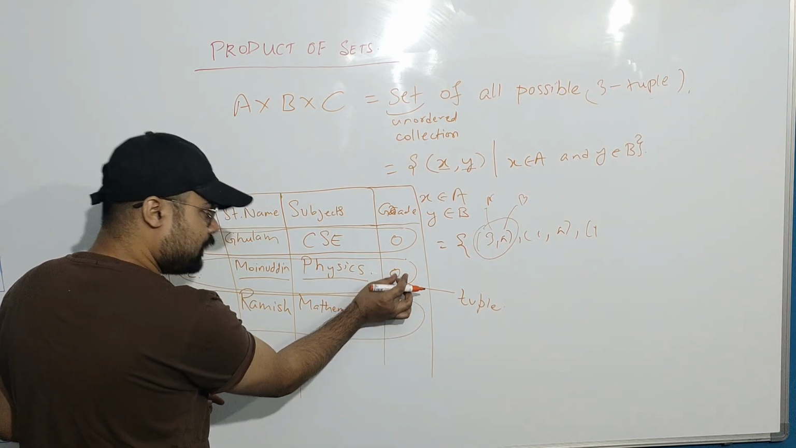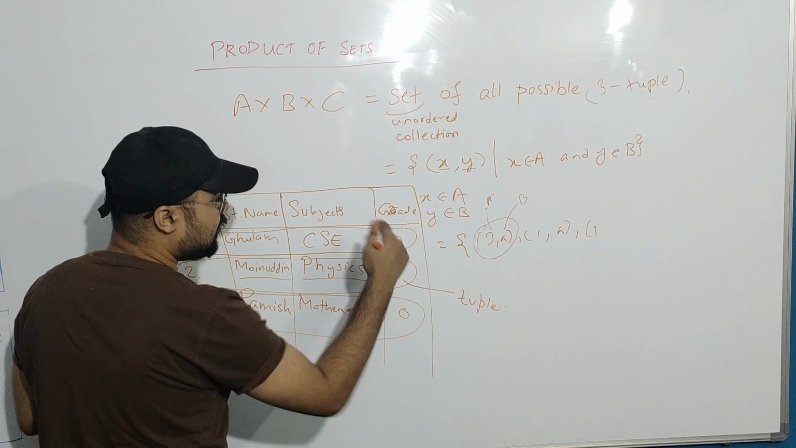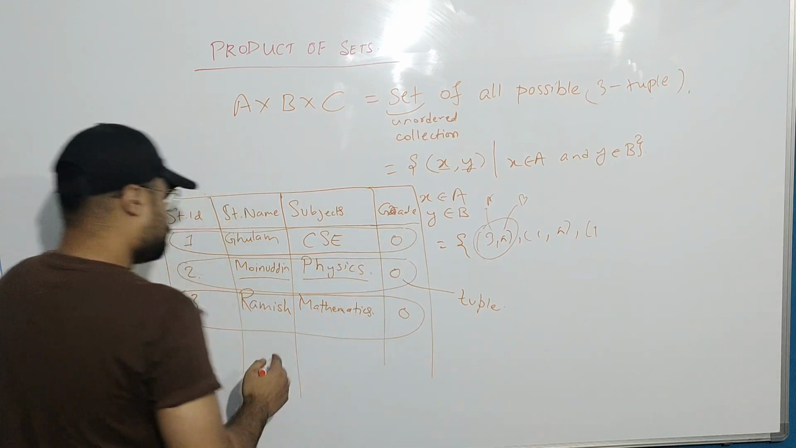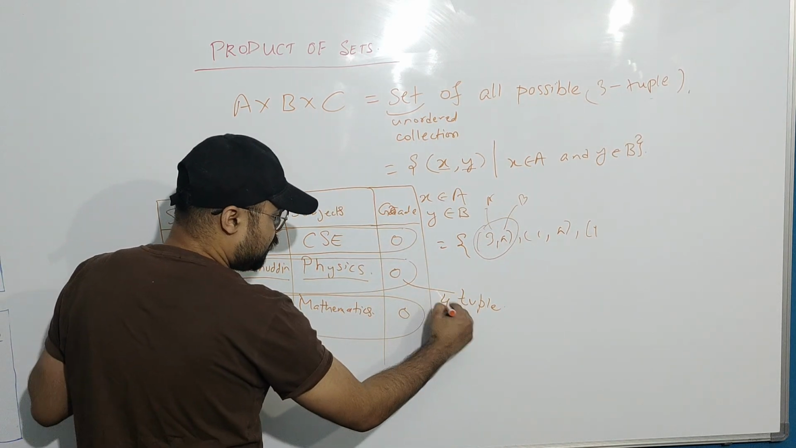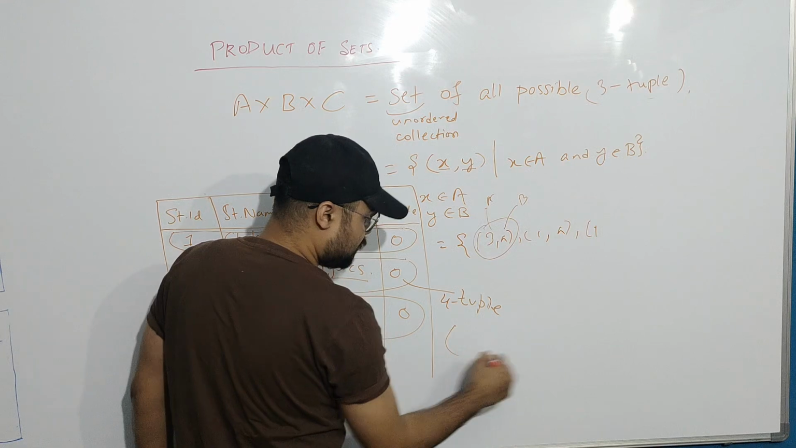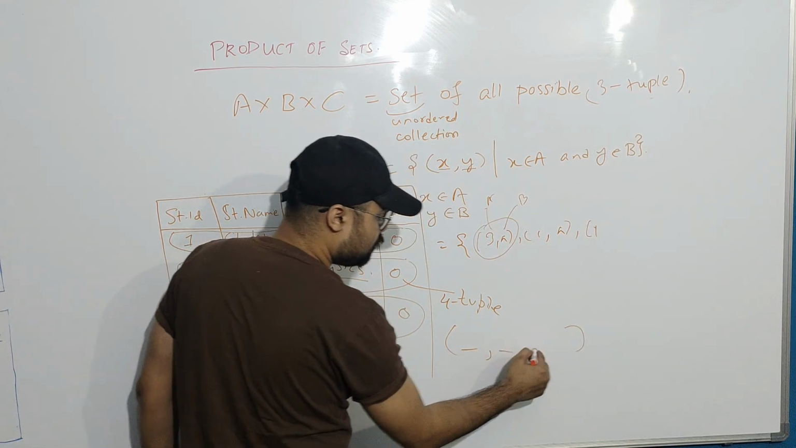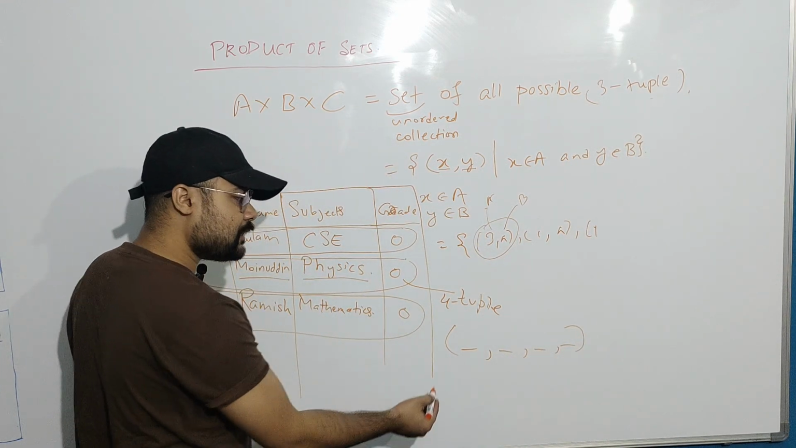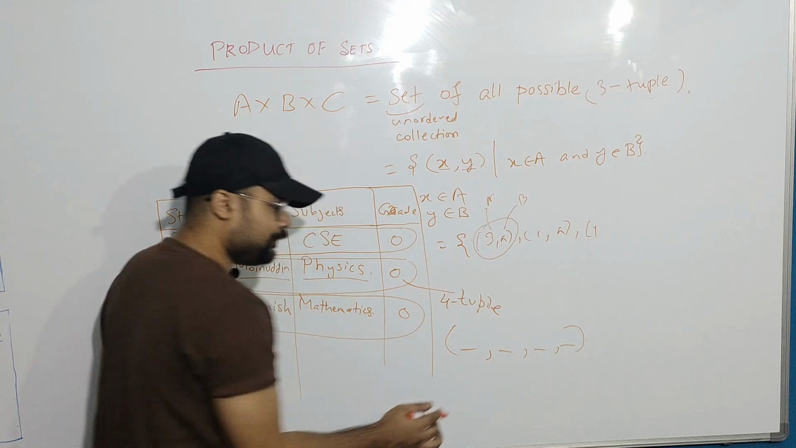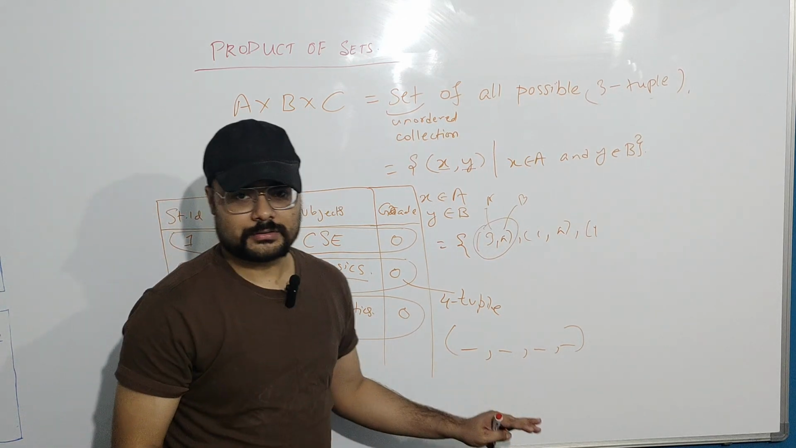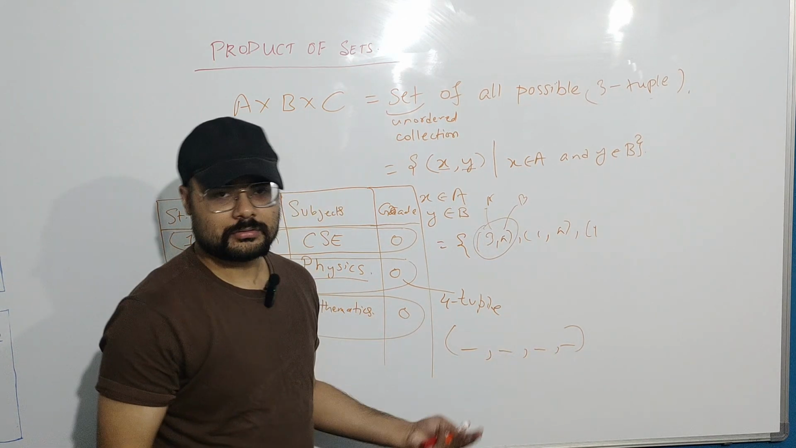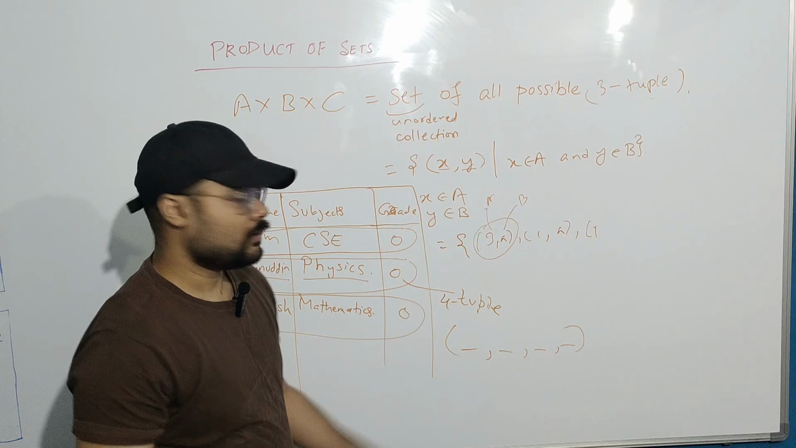The fourth element of this tuple is a grade. So this is a four tuple. Something like this: one, two, three, four. Then you say it's a four tuple. If the order is important in this collection, then it's a tuple.